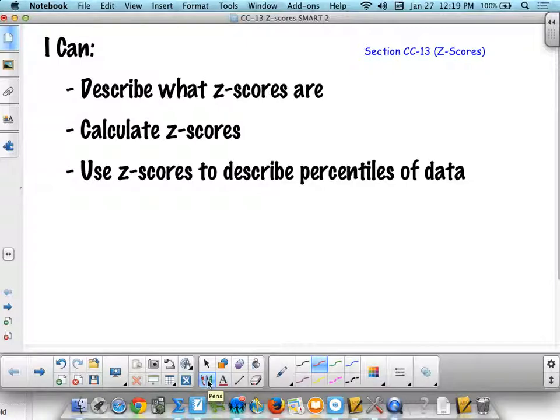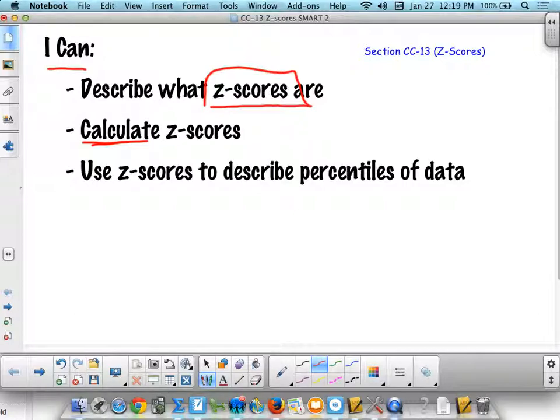I understand when I say some of this stuff, you're going, I don't even know what you're talking about, but I'm going to read it anyways. Here's what you can do when the lesson's over. You should be able to describe what a z-score is. You should be able to actually calculate the z-score. This is really easy. This is a formula. I'll give it to you on page 345.